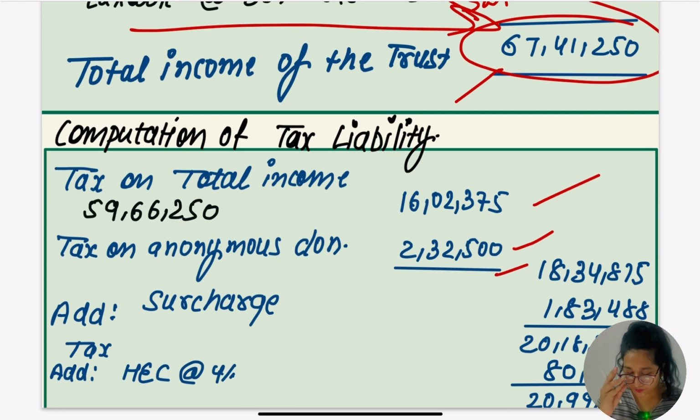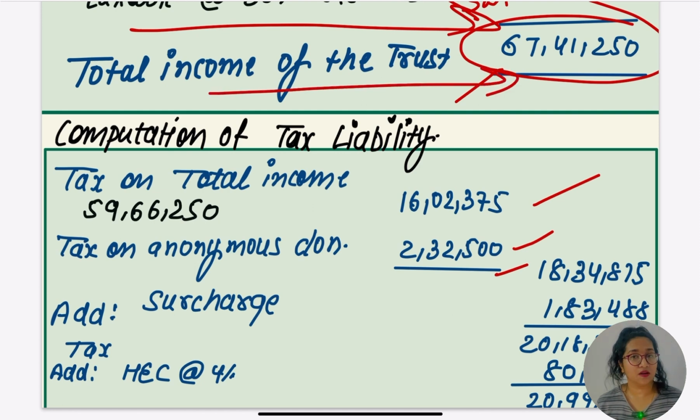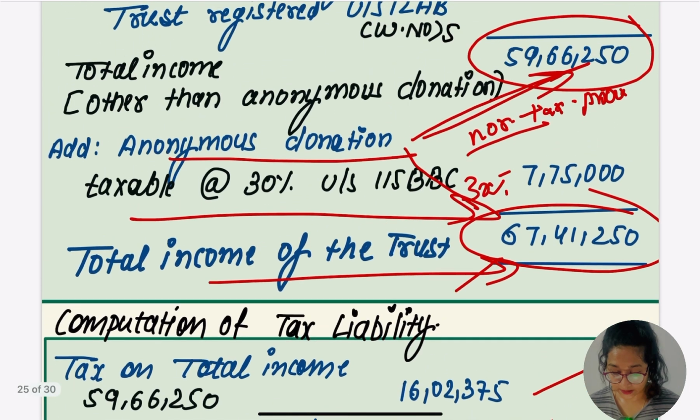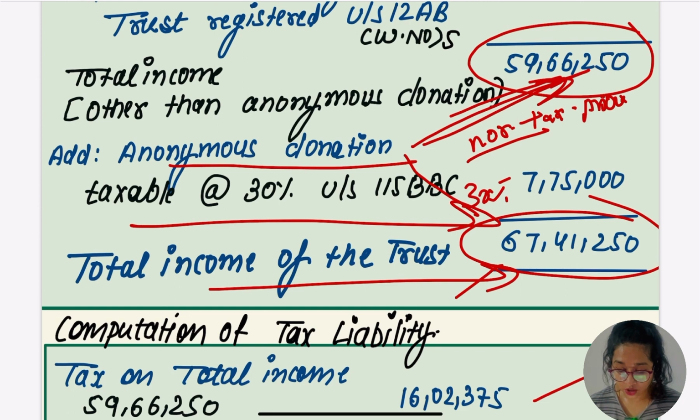Hope you get my point. Once we have computed the total income of the trust, we have to go for the tax liability. For the part other than the anonymous donation, it is taxable on normal tax provisions, but the anonymous donation is taxable at the rate of 30%. What if the total income was not more than 50 lakh? In that case, definitely the surcharge is not going to be added.